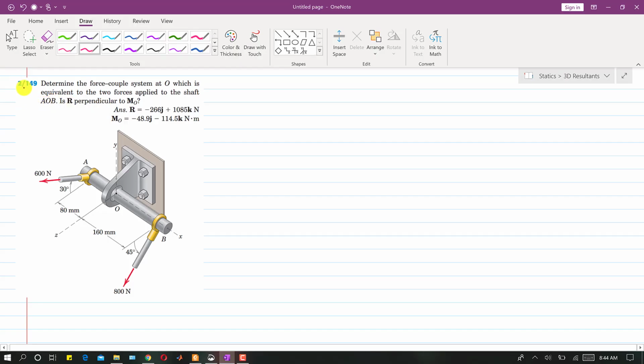Now I'm going to solve this problem 149. In this problem, it is said to determine the force couple system at O, which is equivalent to the two forces applied to the shaft AOB. So we have this shaft, and to this shaft these two forces are applied, and in this problem it is asked to find the force couple system at this point O.